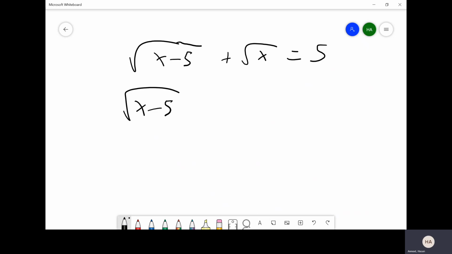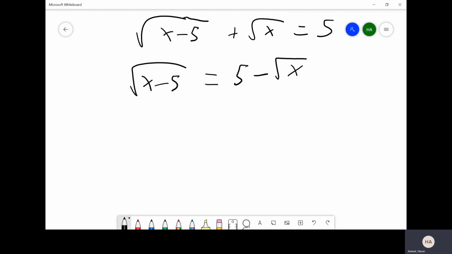And what does it mean to isolate? Well, it means you're getting rid of everything that's on the same side as it, right? So I'm going to move over my square root of x. So we have 5 minus the square root of x, right? We're subtracting square root of x from both sides. It's going to cancel on the left. We have the negative version of it on the right.